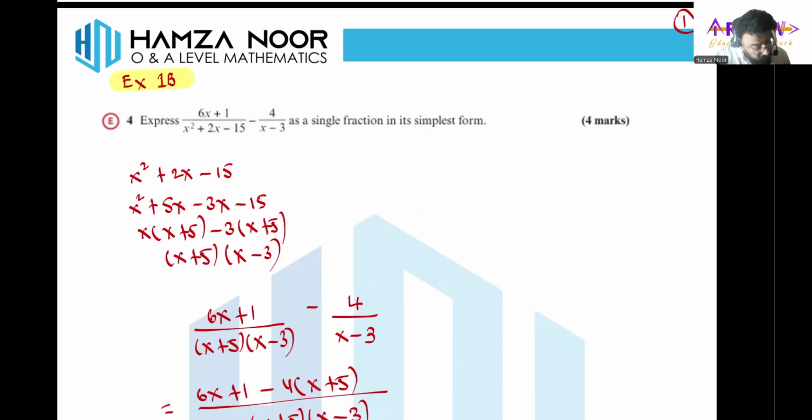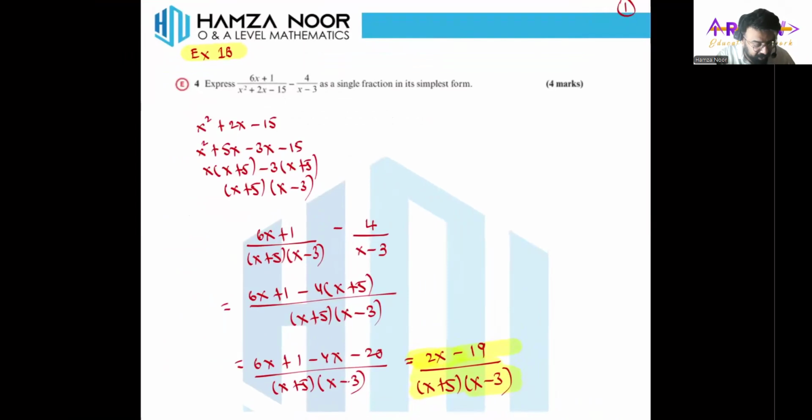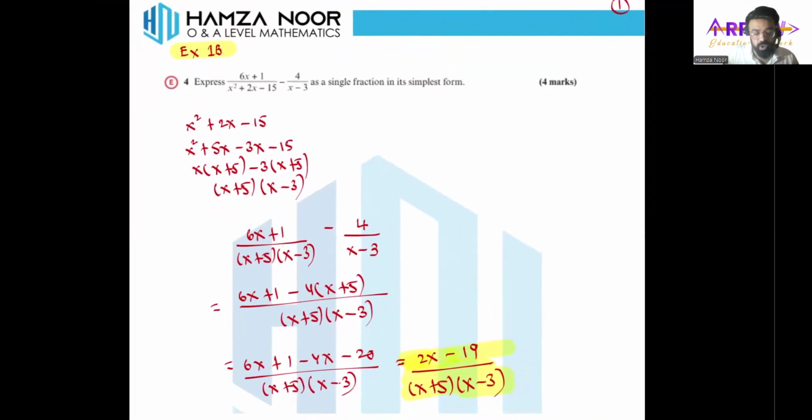So (6x + 1)/((x + 5)(x − 3)) and then subtract 4/(x − 3). Now, in the last lecture, I told you a quick way to identify the LCM, the lowest common multiple. You don't need to always show the steps of finding the LCM. The technique I told you was that the factor which is exactly repeating will come only once, and the other factors will be multiplied.